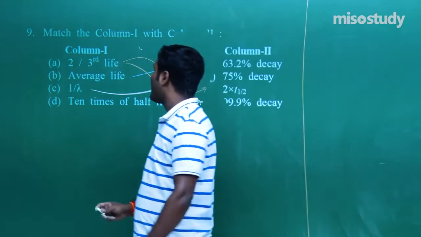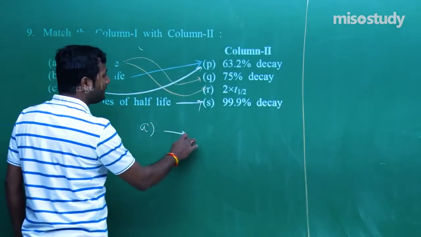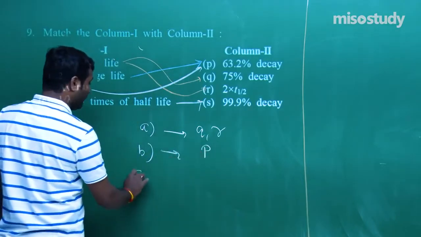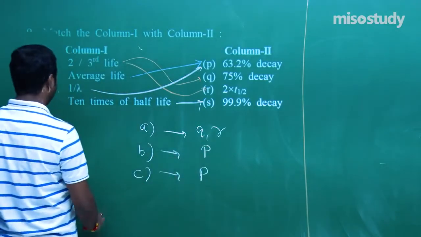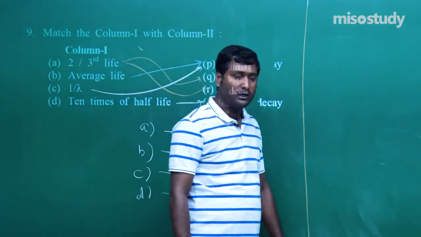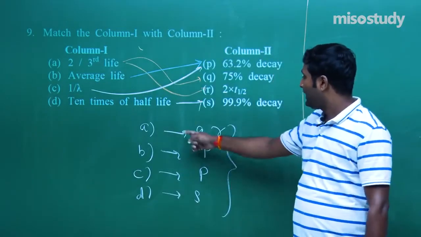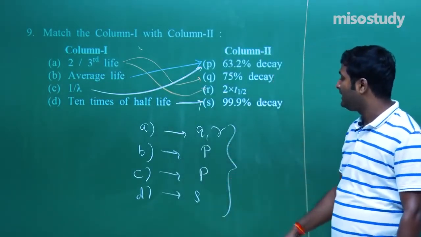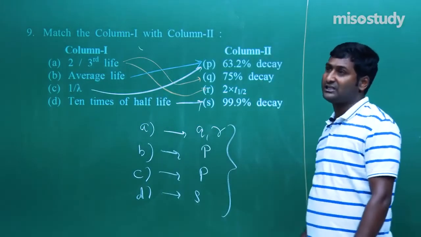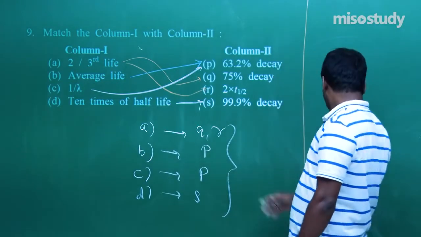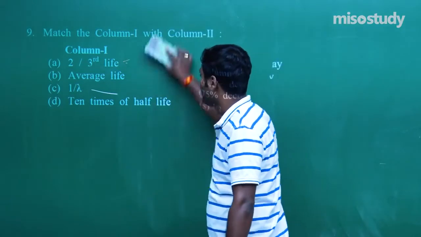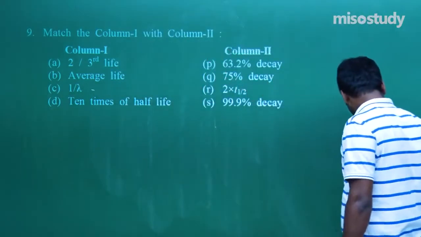So in this case, what are the correct options? For A, we will say Q and R. For B, we will say P. For C, we will say P. And for D, we will say S. Clear to you? Now check these things: A, Q and R; B, P; C, P; and D, S. This is the option related to question number 3. This is a matrix matching question. I think now you are very much familiar with this question and can solve such kinds of questions very easily.